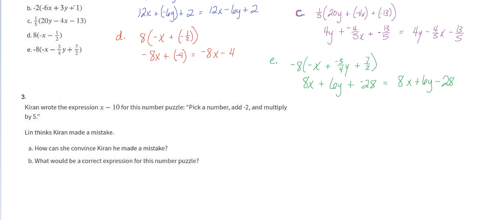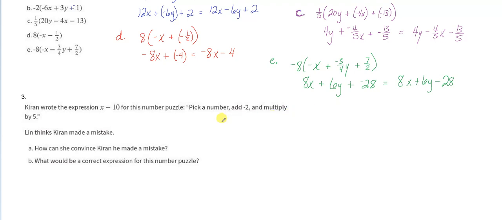And lastly, for our homework on this first page for lesson 18, we got number 3 here, where Kieran has written the expression x minus 10 for this particular number puzzle. Pick a number, add negative 2, and multiply by 5. Lynn thinks Kieran has made a mistake. How can she convince Kieran that he has made that mistake?